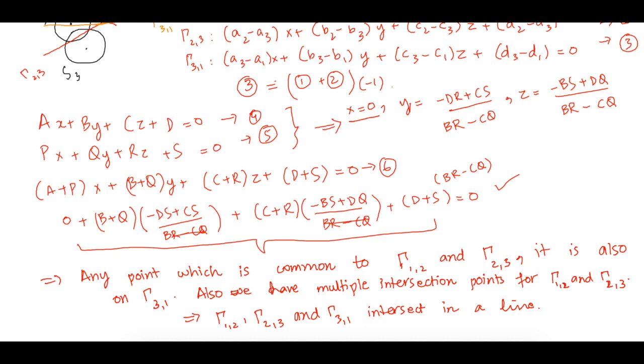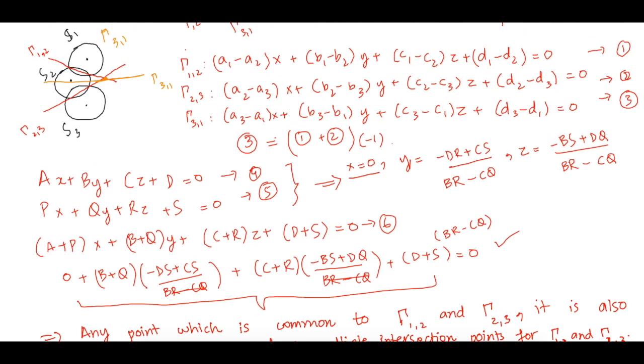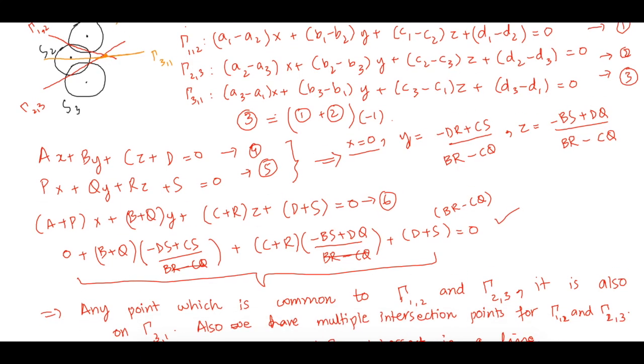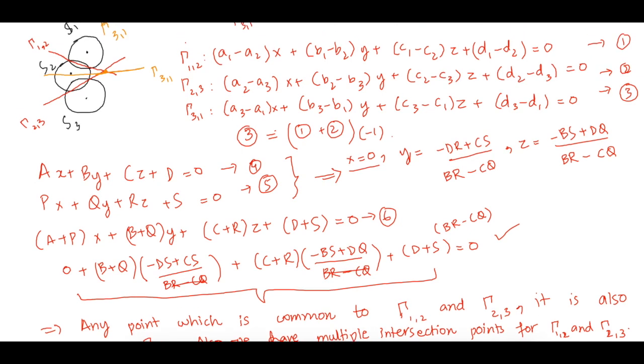Okay, so as a recap, what did we do? We wrote the equations for the planes, and then we observed that this third plane is just a linear combination of the first two. This means any point which is common to the first two planes is also present on the third plane. This part is just algebra, but this is basic linear algebra: if the third equation is a linear combination of the first two, any point which is common to the first two should also satisfy the third equation.